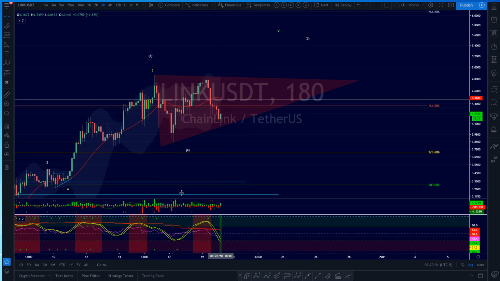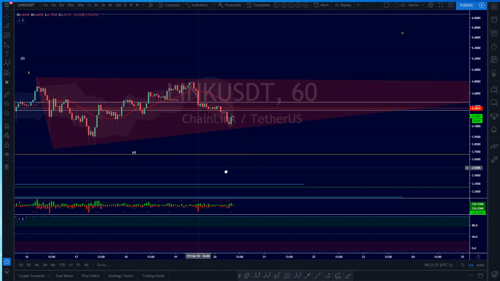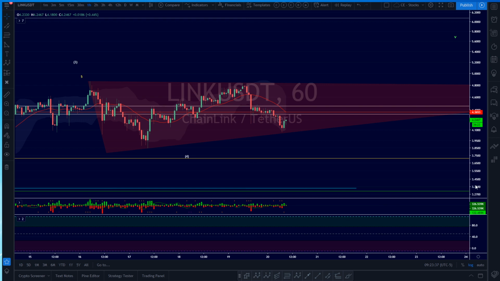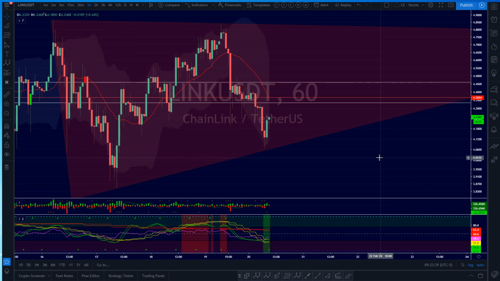We've got the 3 hour down here in oversold territory, and the background is green, which leads me to believe the 1 hour is down there as well. Let's just take a real quick look here. So the 1 hour is down here in oversold. The 3 hour is down here in oversold. The 1 hour has crossed already. The 3 hour has not.